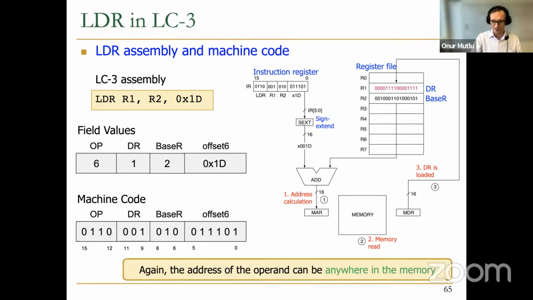So this is very similar to what we have seen yesterday. So that's why I'm going through this quickly. But with LDR, again, the address of the operand can be anywhere in the memory because the base register can have any value, any pointer, basically. And as we discussed yesterday, this is very good for array indexing, right?